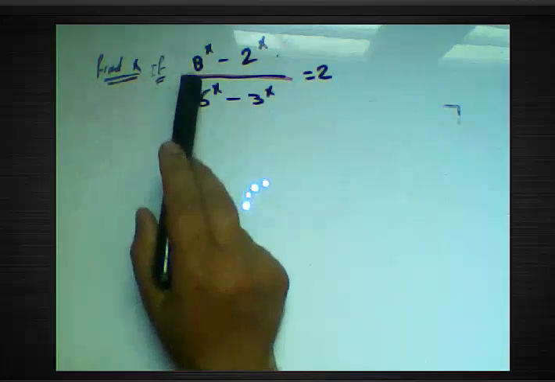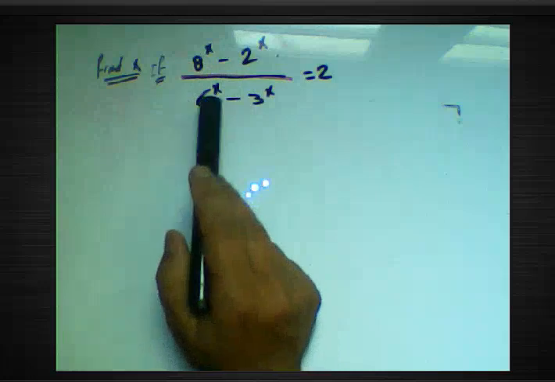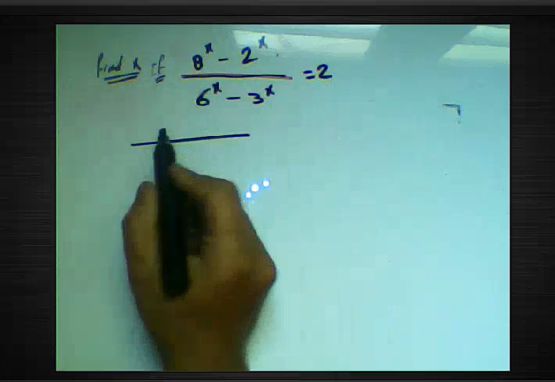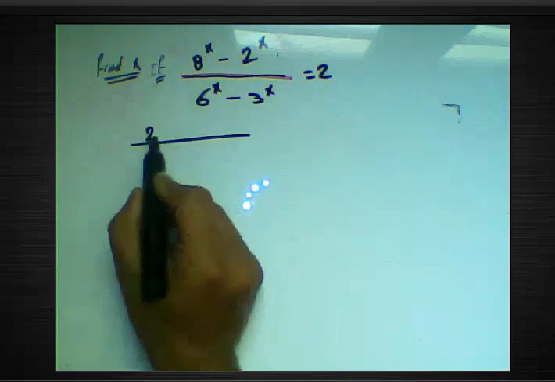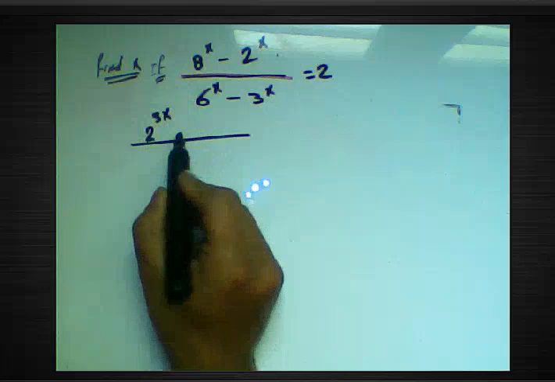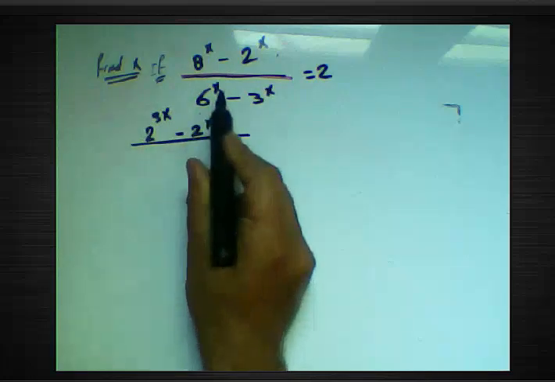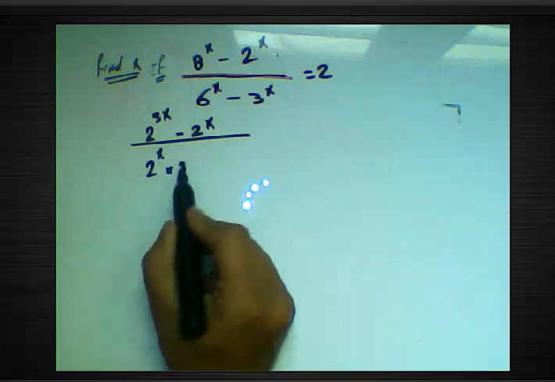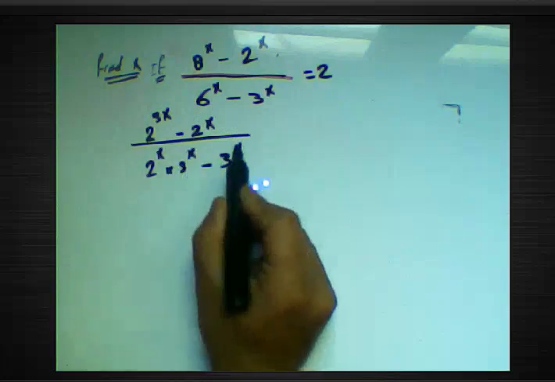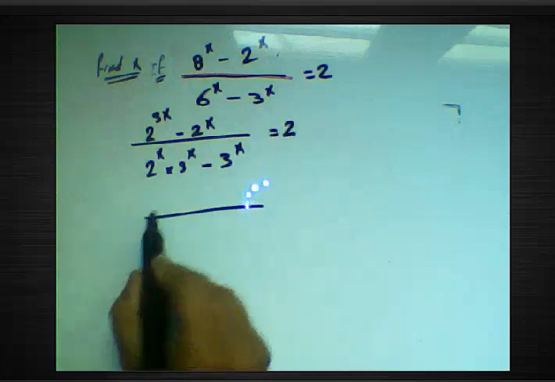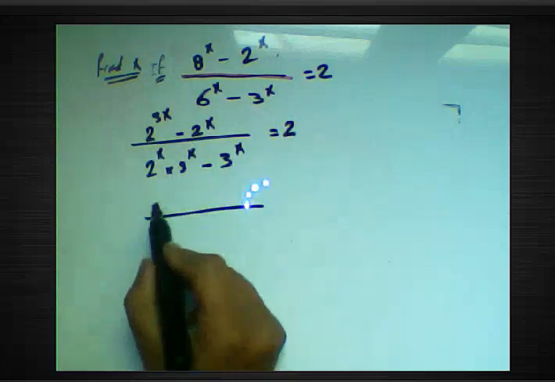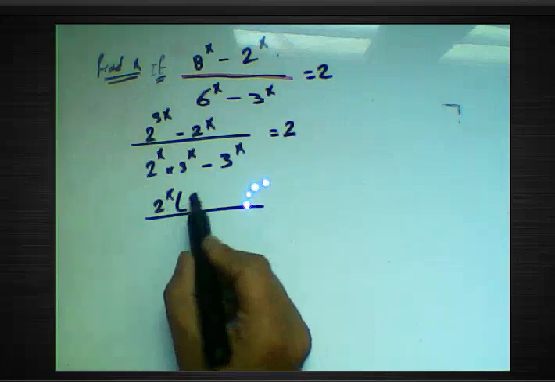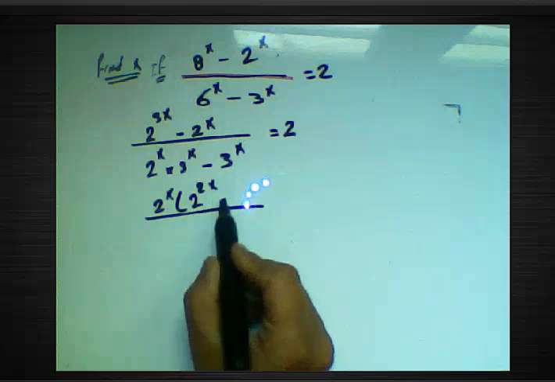Find x if 8 power x subtract 2 power x over 6 power x subtract 3 power x equals 2. We can simplify this expression here. 8 power x means 2 power 3x, subtract 2 power x, over 6 power x, which means 2 power x multiplied by 3 power x, subtract 3 power x. We can write the common factor between the two terms here, 2 power x outside, 2 power 2x subtract by 1.